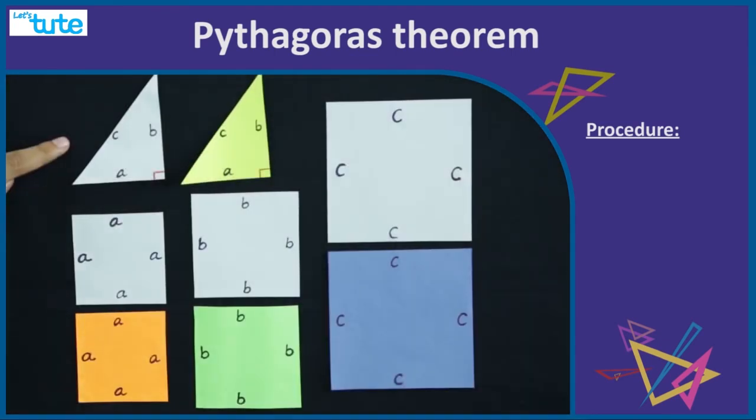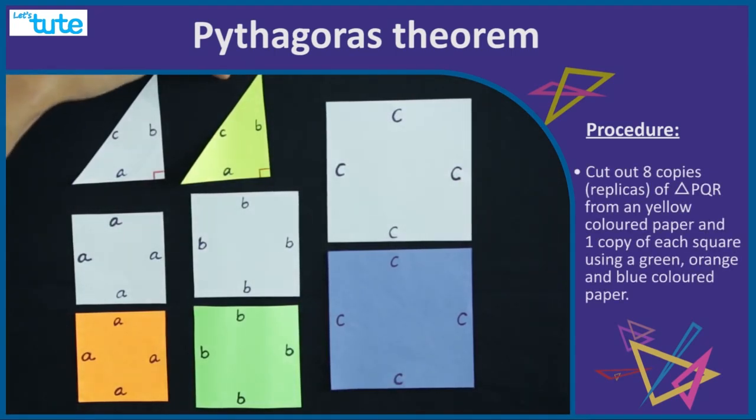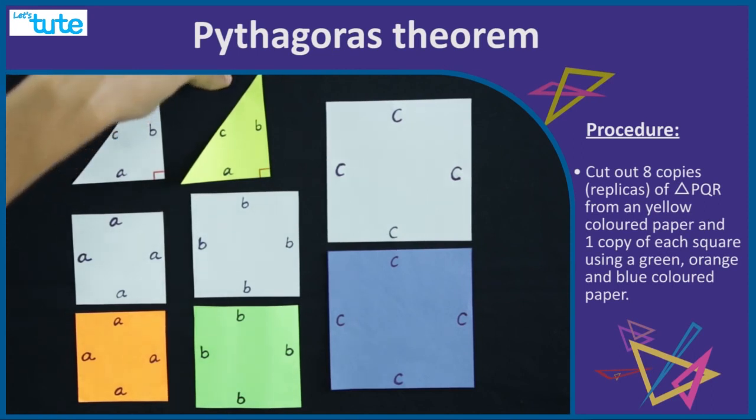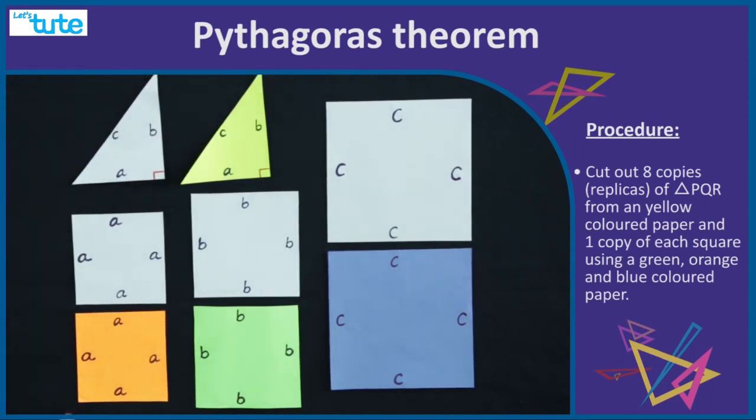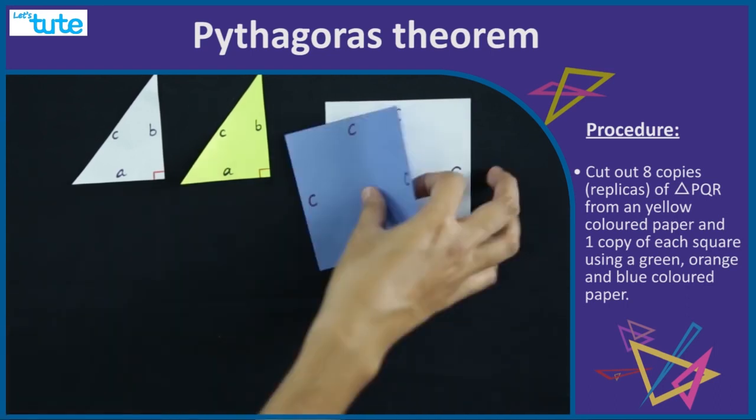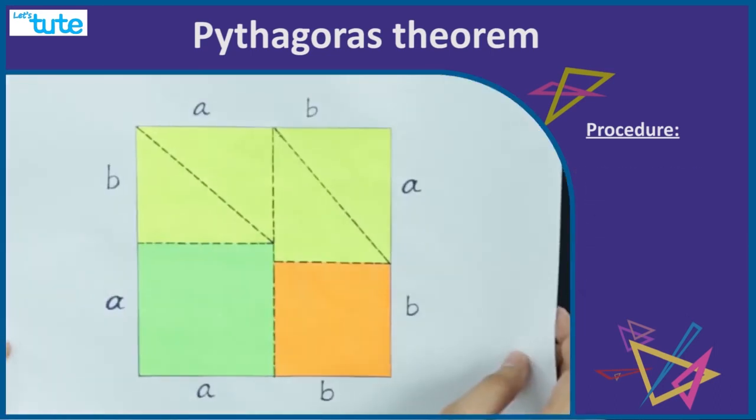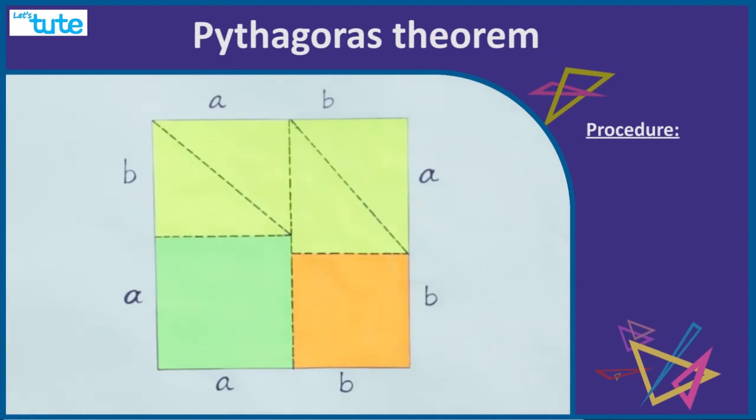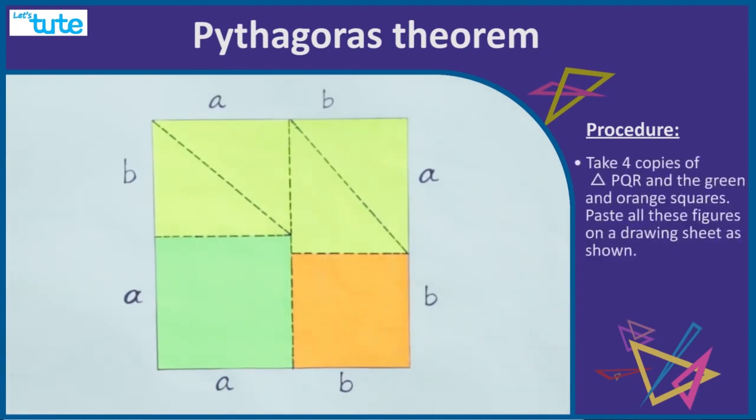Now, using these shapes, cut out 8 copies of the right-angled triangle using a yellow colored paper and 1 copy of each square using an orange color, a green color, and a blue colored paper. Now, take 4 copies of the right-angled triangle and the green square and orange square and paste them on a drawing paper to get the following figure.